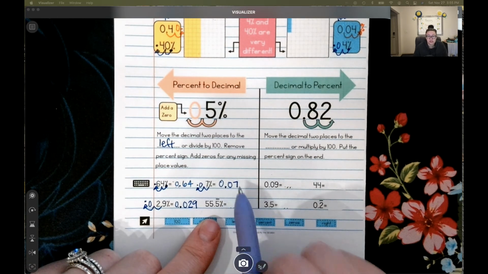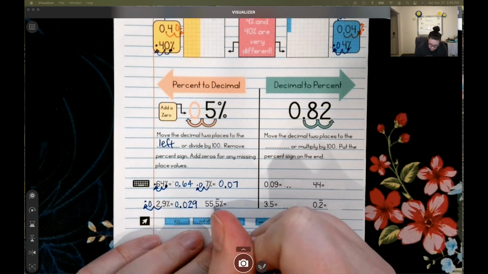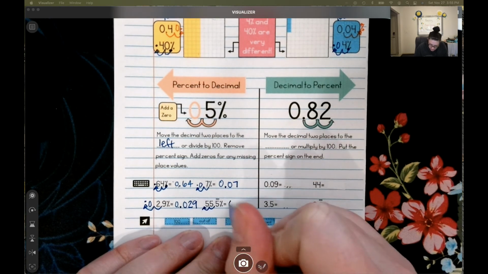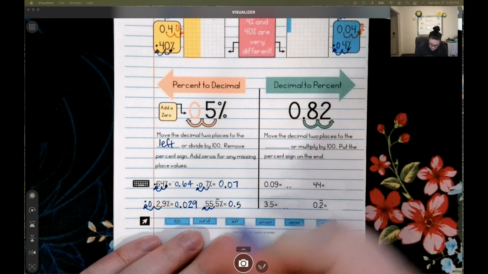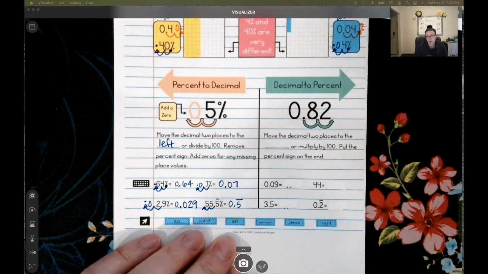7% becomes 0.07. And this one's a little tricky. I move it to the left, I get 0.5, and I see these 5s are just repeating. So I can just put my repeating sign on top of that 5. That works.